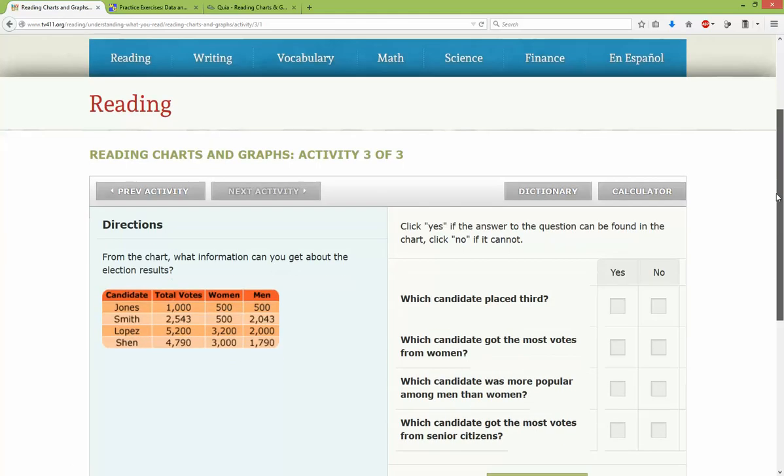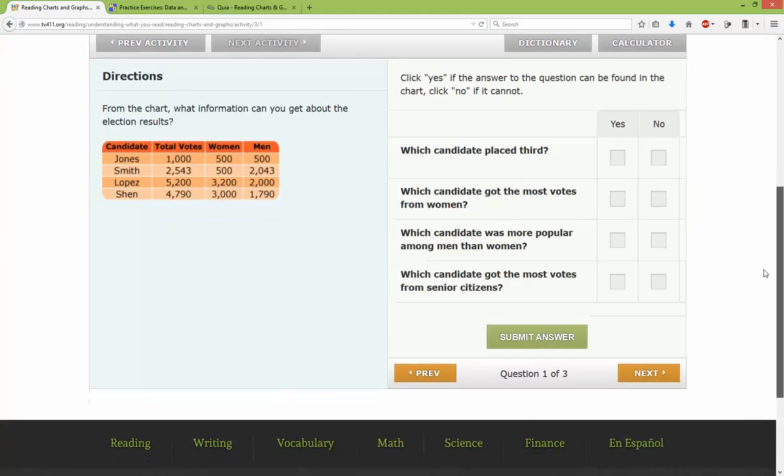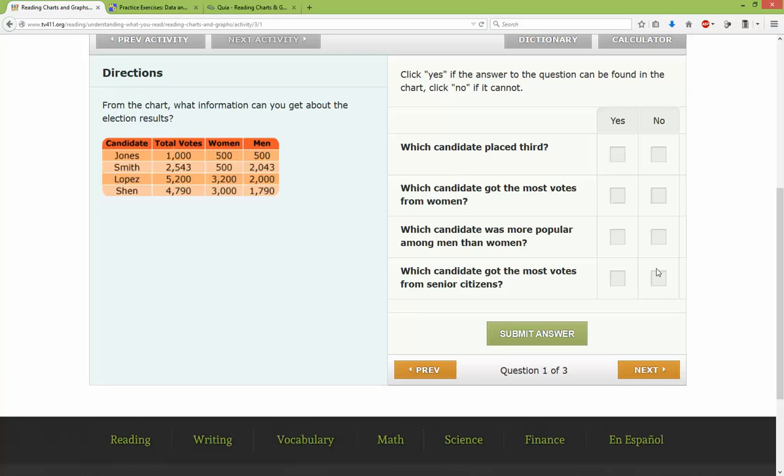But all right, so this is reading a table. And these are candidates. This must be a municipal election, where we have total votes cast by men and women. Smith, the men like, but the women do not. Right, 2,000 versus 500 men and women, and things like that.